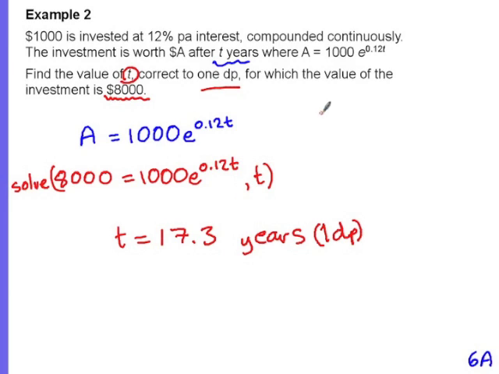If the question was phrased slightly differently, if it was saying after how many years would the value be worth at least $8,000, we would need to round t up to 18, because after 17 years we wouldn't quite have 8,000. So you do need to read the question carefully. This one's asking us for 1 decimal place, the 17.3 is fine.